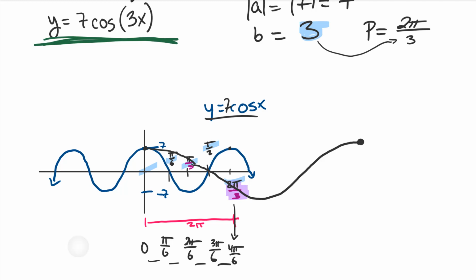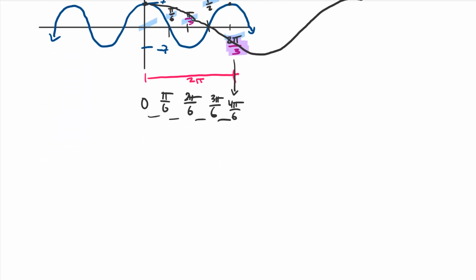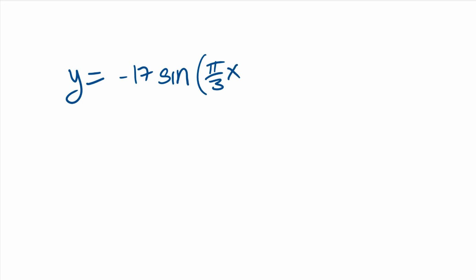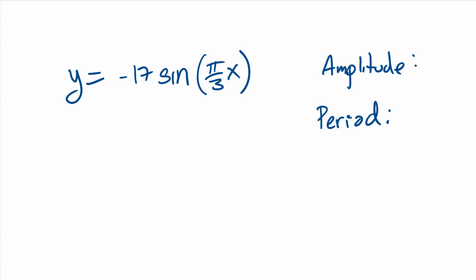Now let's get into looking at your homework problems. I'm going to send you some links to some real graphing, so you don't have to just watch me do all this stuff. So let's try this one. Y is equal to negative 17 sine of pi over 3 times x. And I ask you, what's the amplitude? And what's the period? This is straight homework stuff.